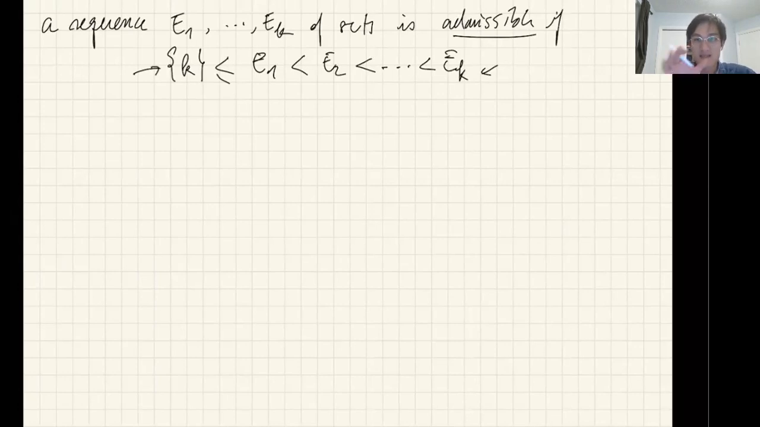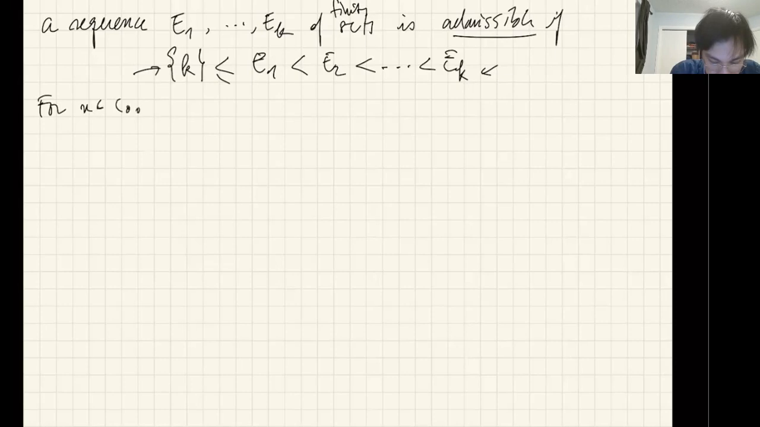Okay, so it's K sets, and they're all finite sets, and it's admissible if there's K of them. Well, then they all have to be numbers bigger than K, and they have to have disjoint, increasing support.